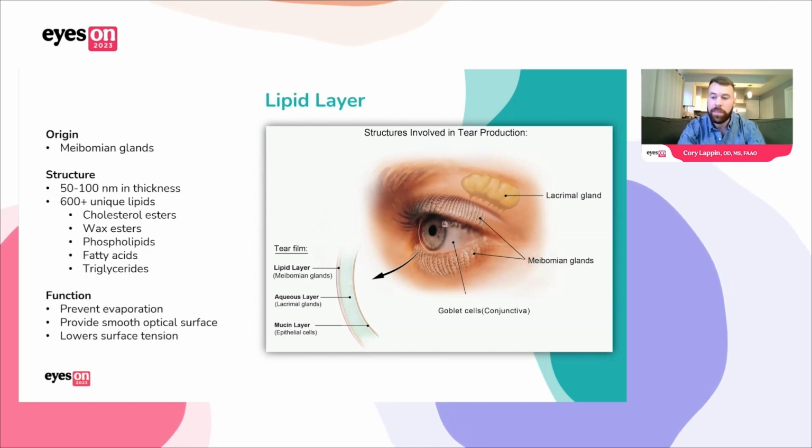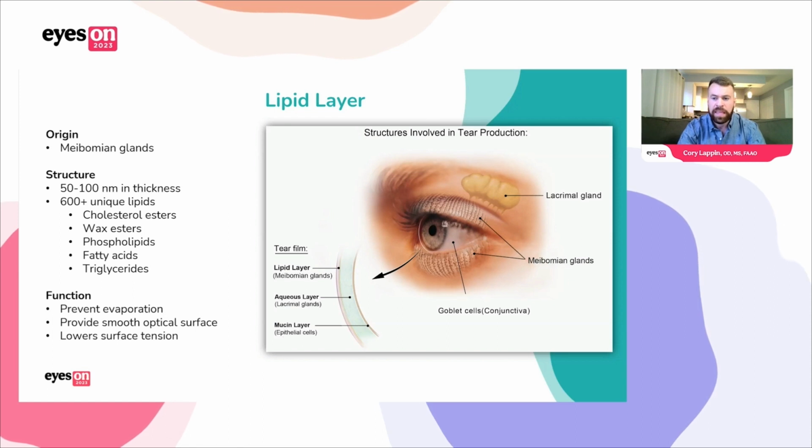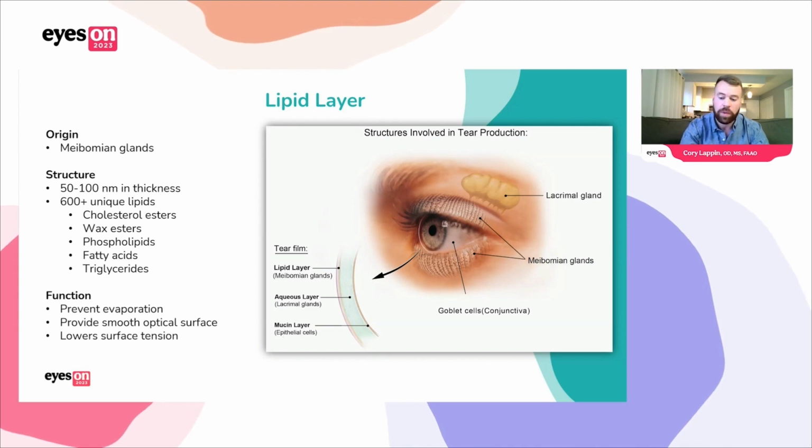And finally, we have the lipid layer, which is a complex mixture of over 600 different lipid species and is produced by the meibomian glands. This is the outermost layer of the tear film and essentially acts as the roof, as it prevents evaporation and helps provide a smooth optical surface.